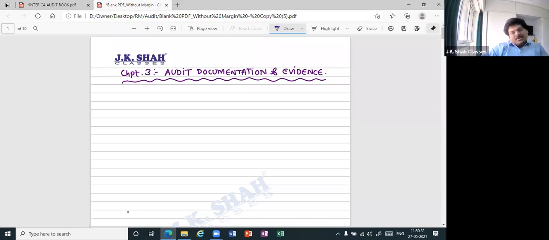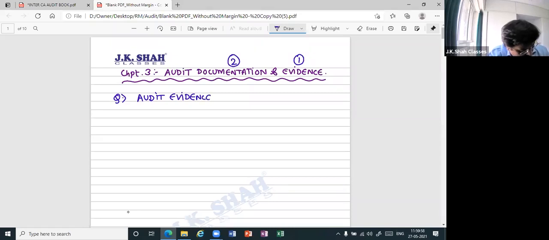Okay. Now, talking about chapter number 3, it is on audit, documentation and evidence. As you can see, there are two things covered in that, documentation and evidence. But we are going to learn in reverse. First, we will learn what is audit evidence, and secondly, what is audit documentation. So the first concept that we have to learn is the concept of audit evidence.